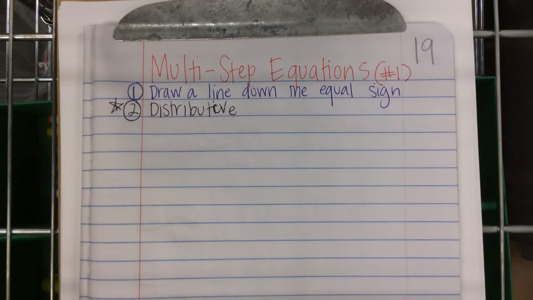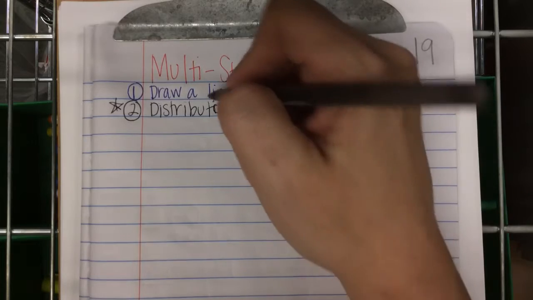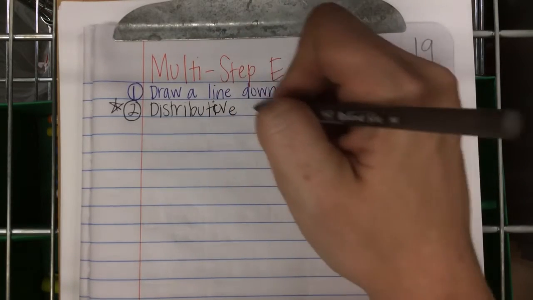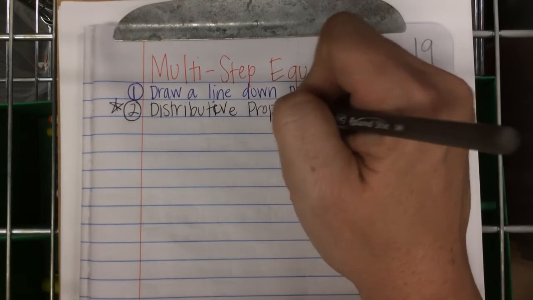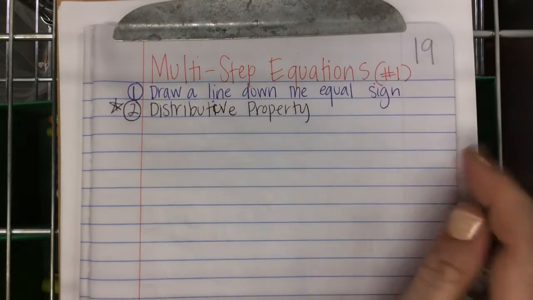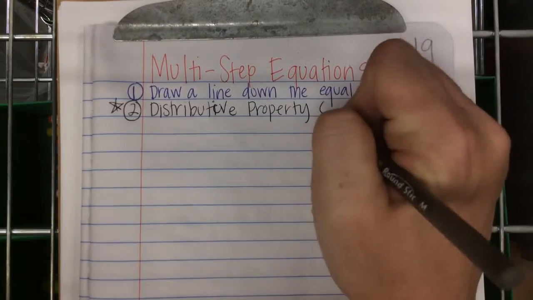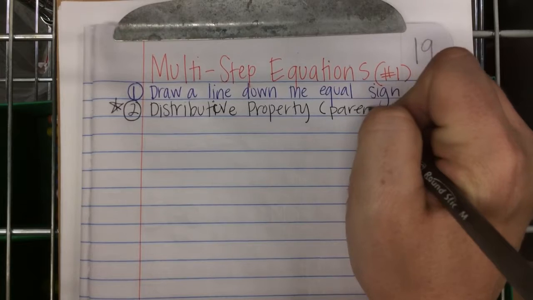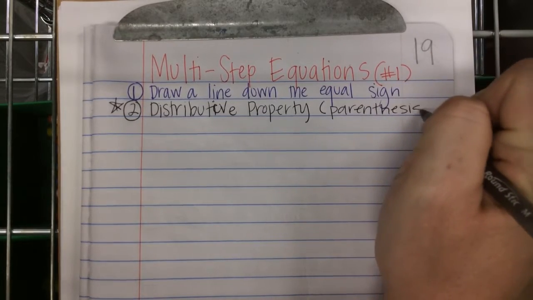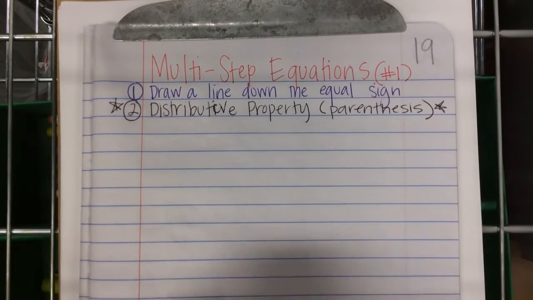Multi-step equations. Number 1, draw a line down the equal sign. Step 2 is distributive property. And it has stars next to it because sometimes you don't need to do it. Sometimes you can skip number 2. If there are no parentheses, you don't have to do the distributive property.